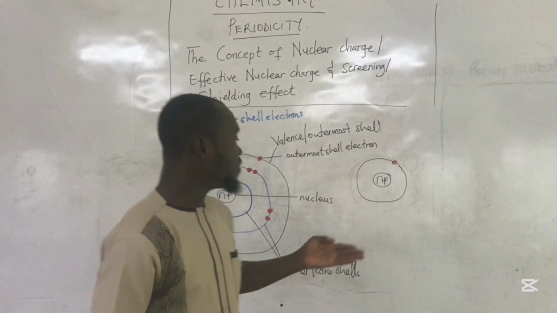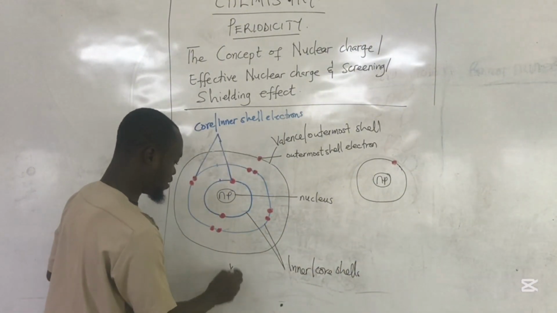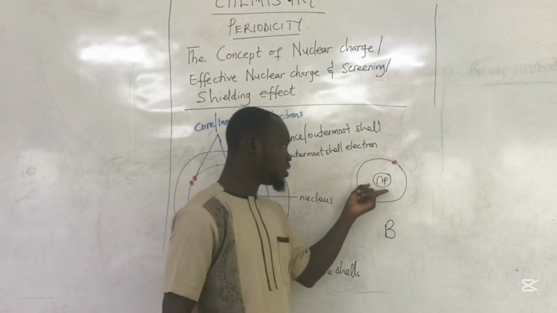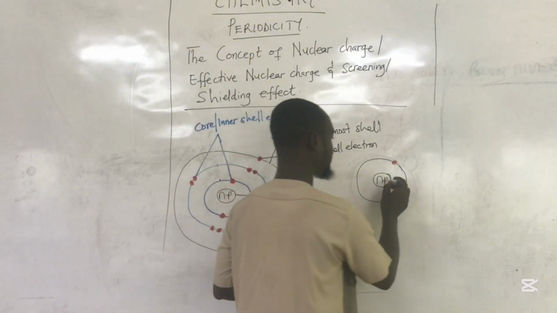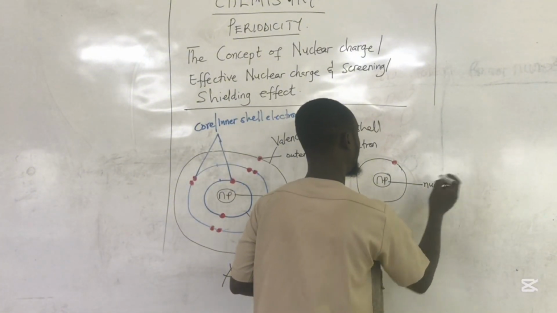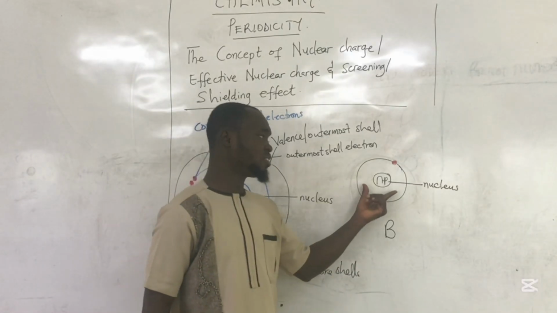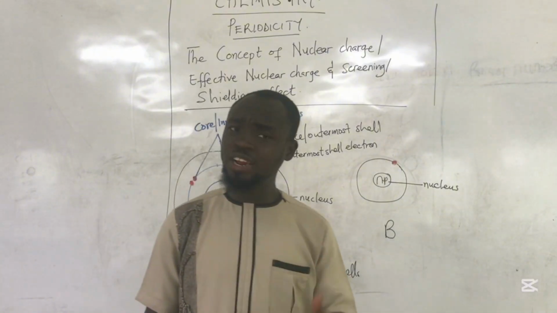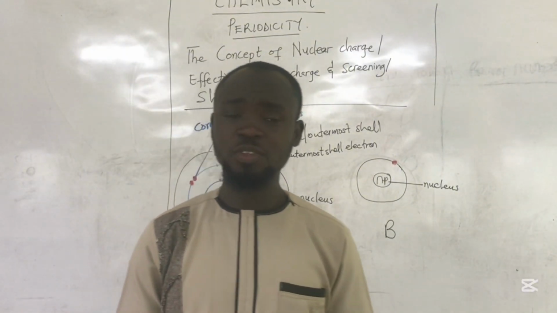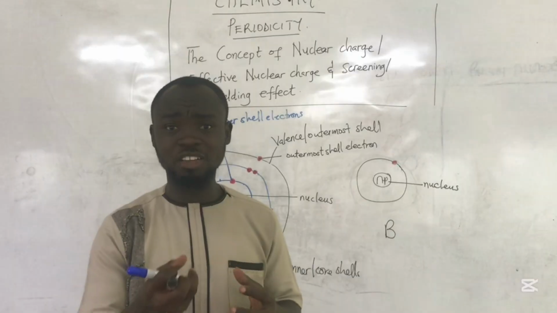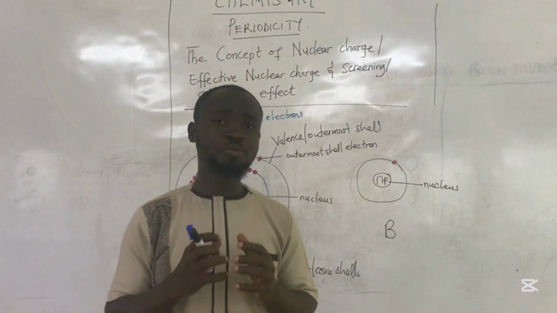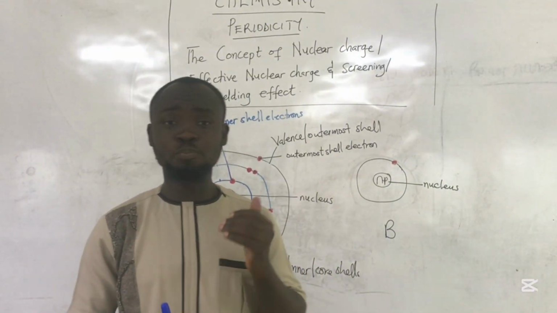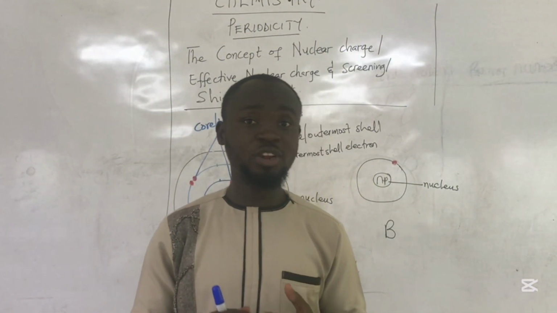Is that okay? Now I have another diagram here. So if this is diagram A, then this is diagram B. In diagram B, there is the nucleus, that is the protons and neutrons. We have the nucleus here, but we have only one shell and there's one electron located on it. Is that okay? Now, what is nuclear charge? Nuclear charge is the electrostatic force of attraction that exists between the protons and the electrons. The force of attraction that exists between the protons and the electrons is what we call the nuclear charge.